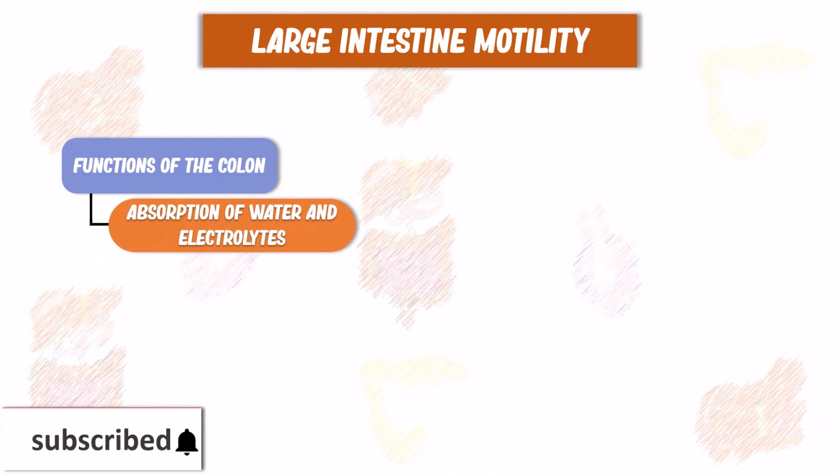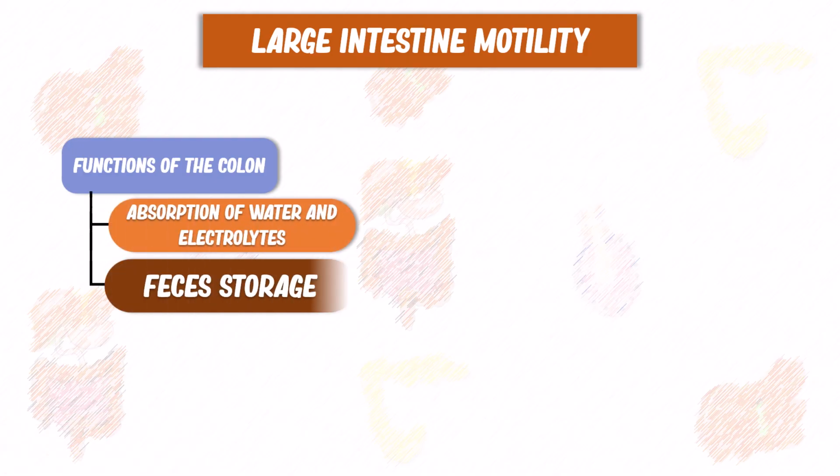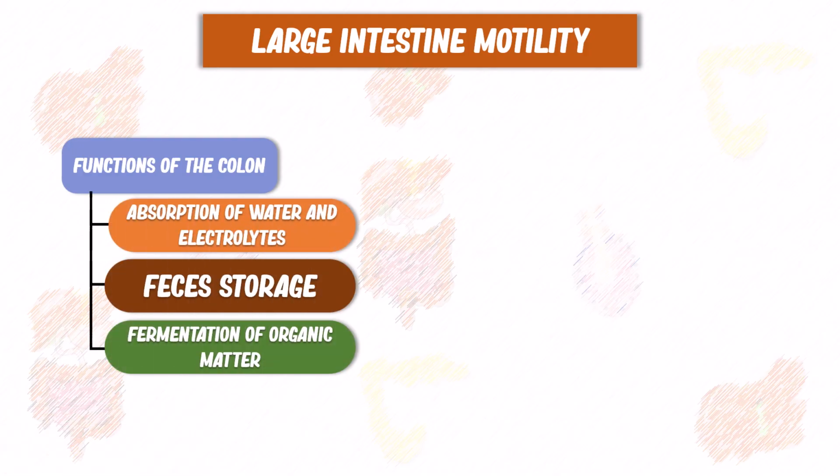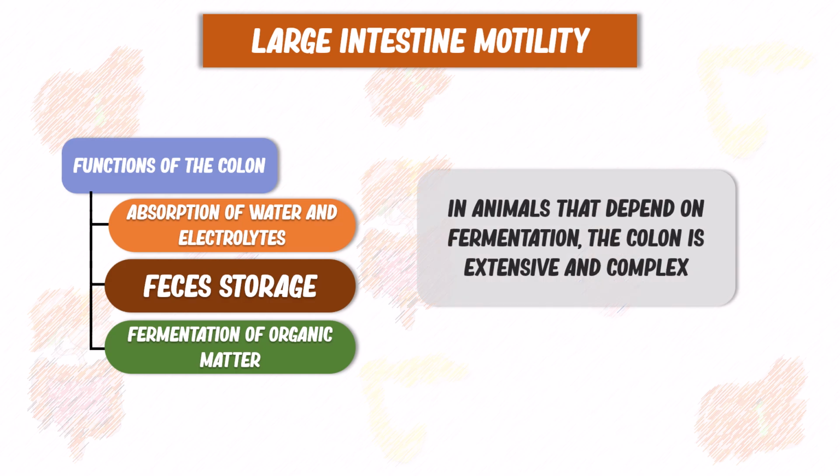Now let's move on to the motility patterns of the colon. The function of this section of the intestine varies depending on the species. The colon is responsible for absorbing water and electrolytes, storing feces, and fermenting organic matter that wasn't digested in the small intestine. In some species, like horses and rabbits, the large intestine is extensive and complex due to the importance of fermentation. The nutrients they need come from this fermentation process.